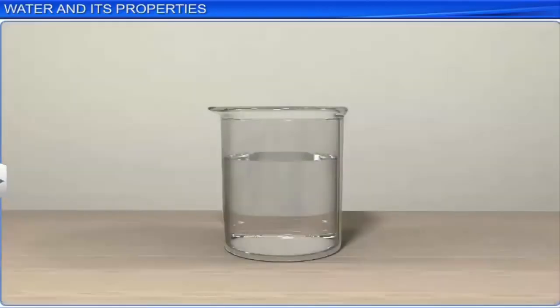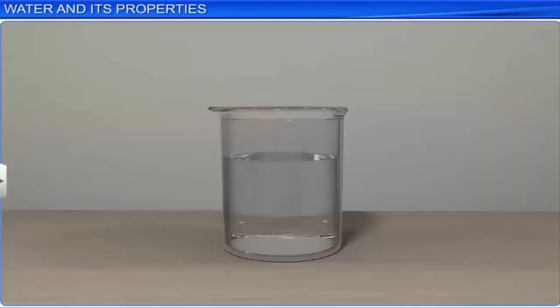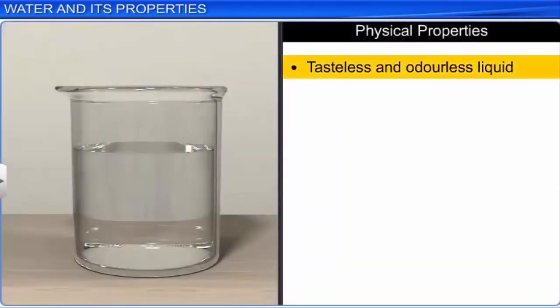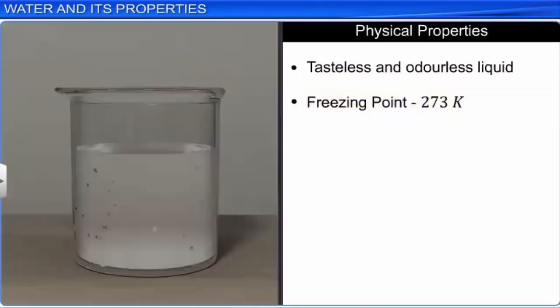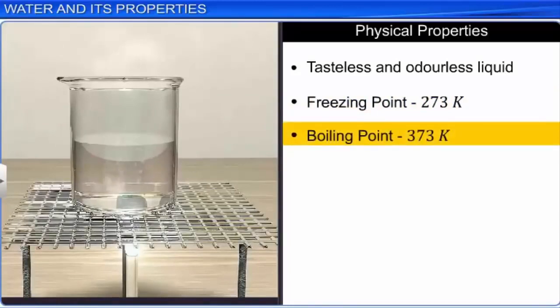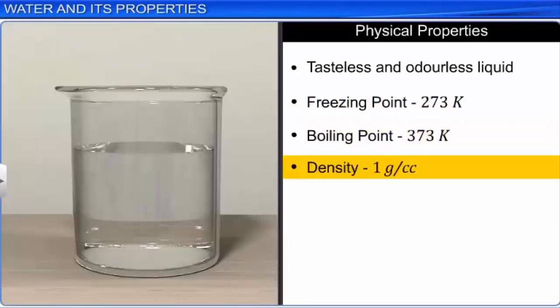Let us now look at some physical properties of water. Water is a tasteless and odorless liquid at standard temperature and pressure. It freezes into ice at 273 Kelvin. Its boiling point is 373 Kelvin and has a density of 1 gram per cubic centimeter at 298 Kelvin.